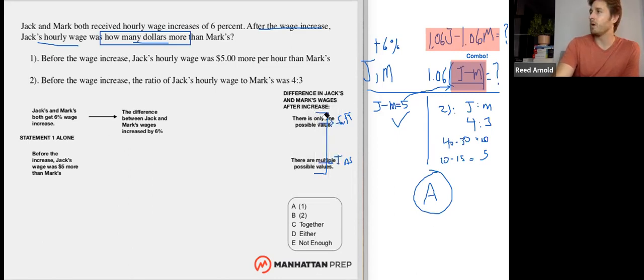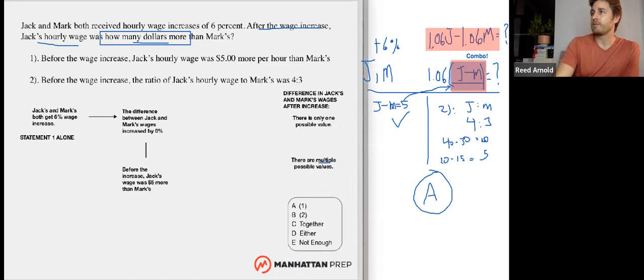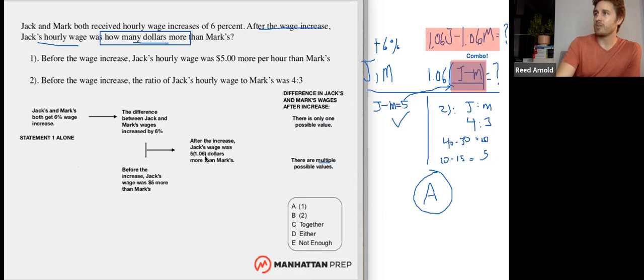And then statement 1 tells me that before the increase, Jack's wage was $5 more than Mark's. Well, hold up. If the original difference was $5, and the difference between them increased by 6%, then after the increase, Jack's wage was 5 times a 6% increase dollars more than Mark's. And the beauty of data sufficiency is I don't technically need to do that math.